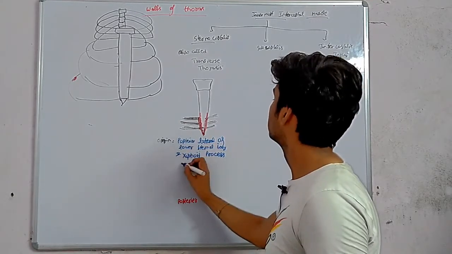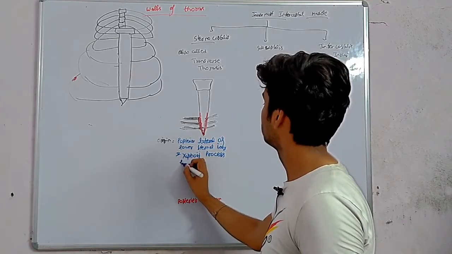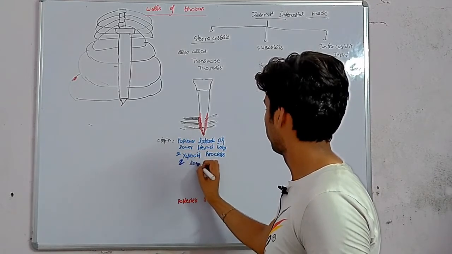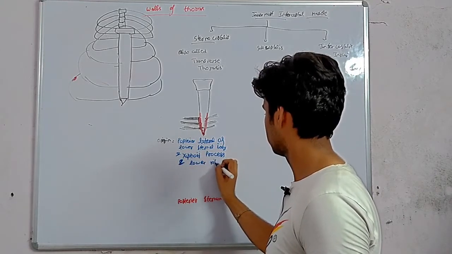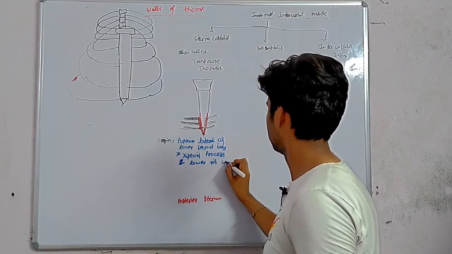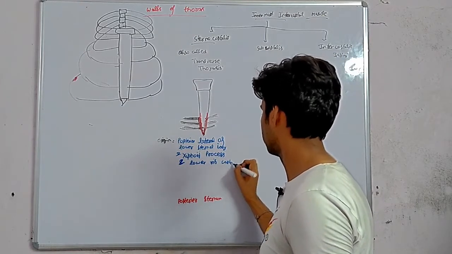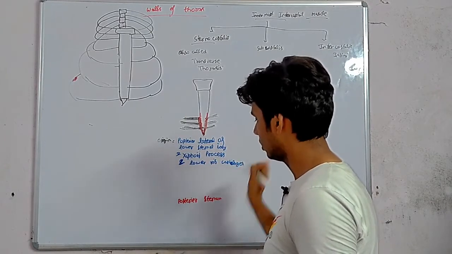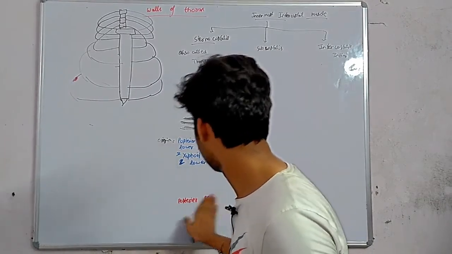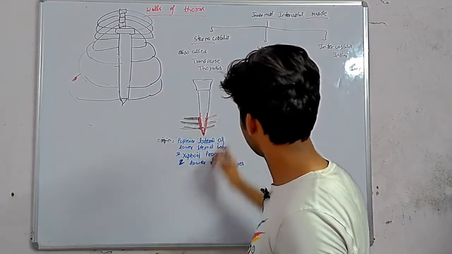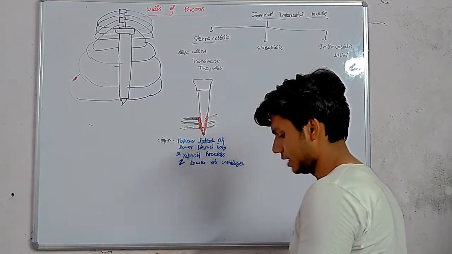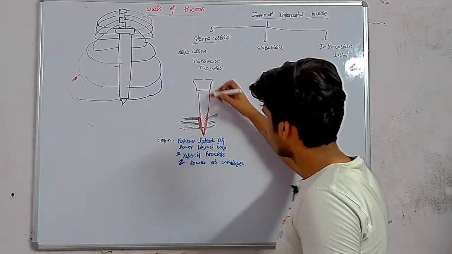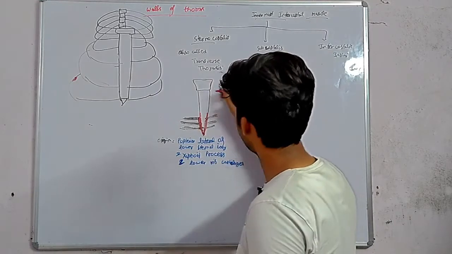Origin: lower rib cartilage, the costal cartilages. Done. These are the origins. Insertion: this goes to here. We know this is the second rib.